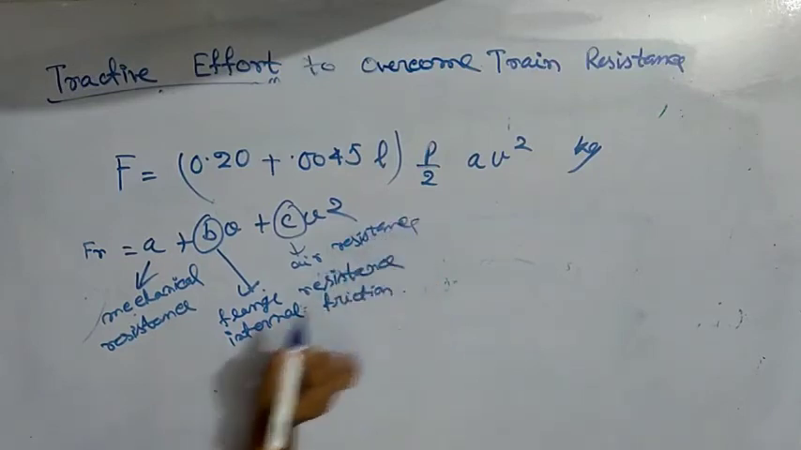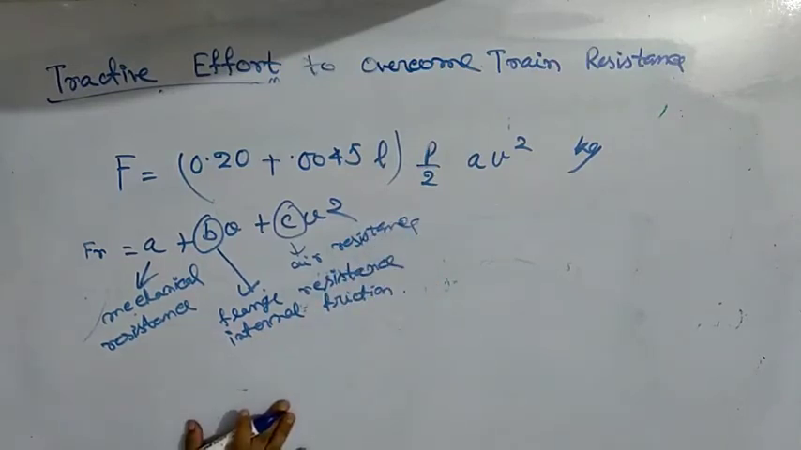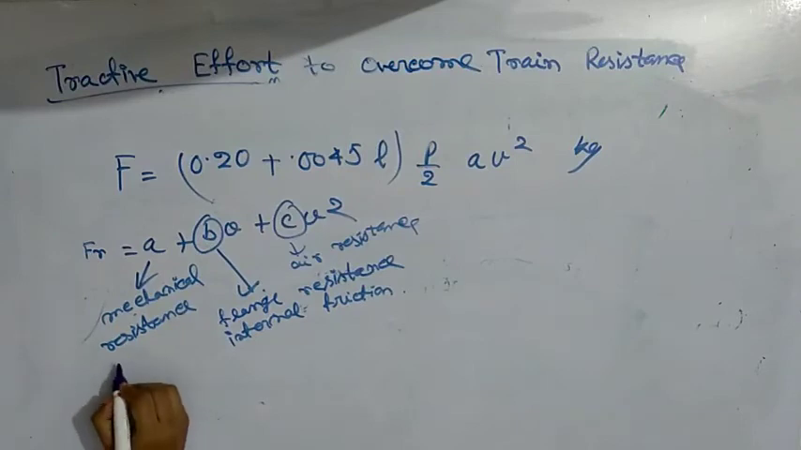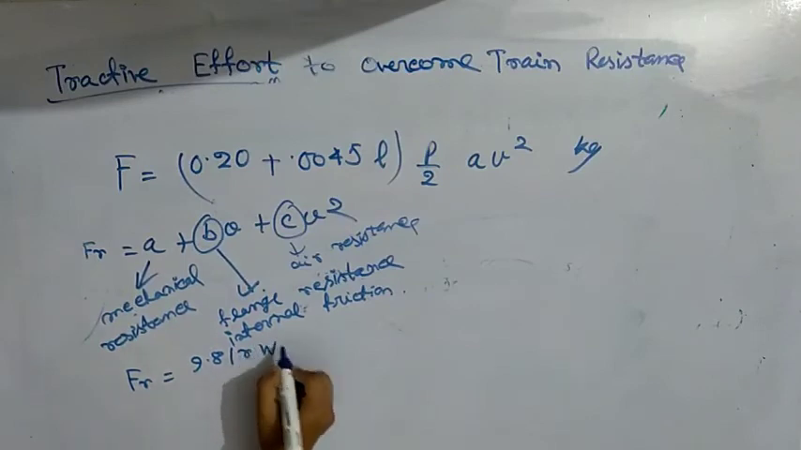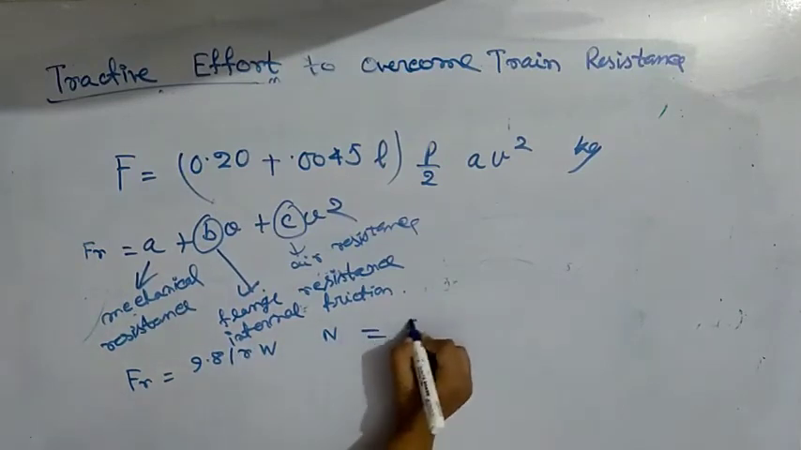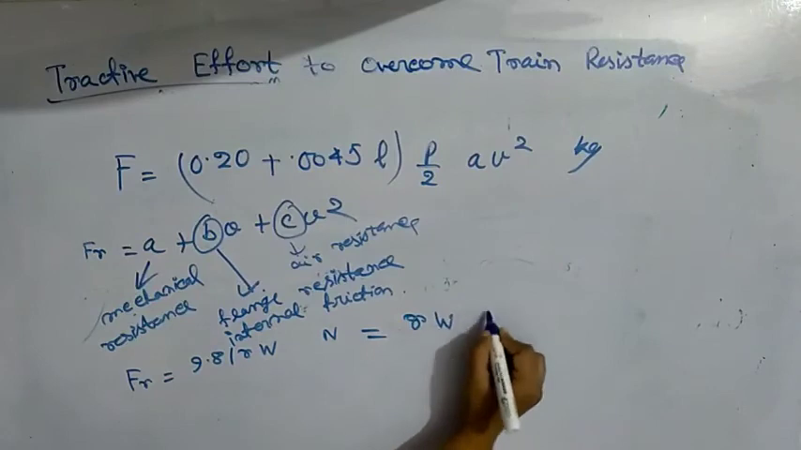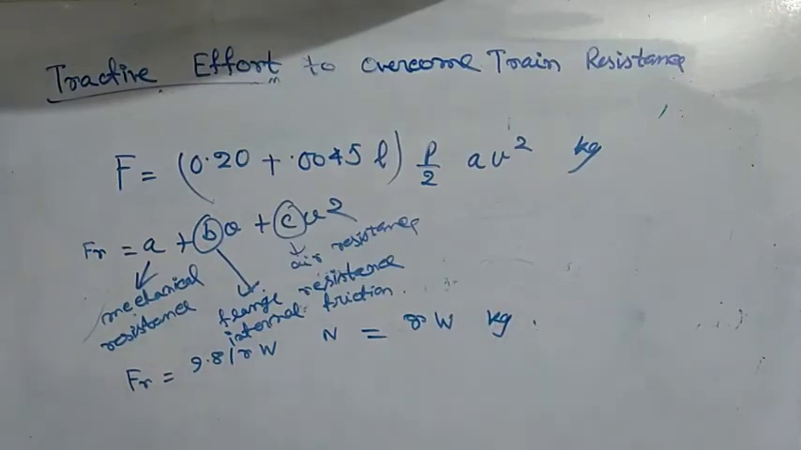Now, total resistance is given by Fr equals 9.81 R into W Newton, or R into W kg. Here W is the weight of the train including the locomotive, and R is the train resistance in kg per ton.